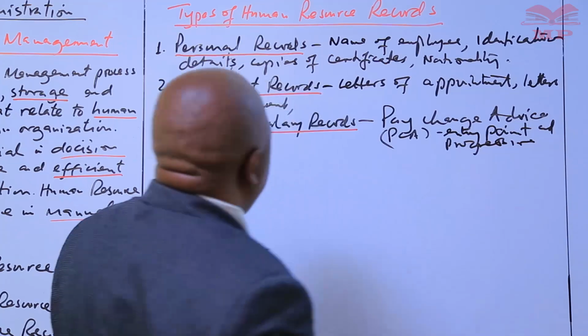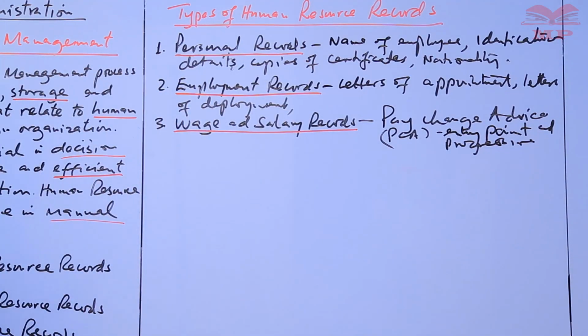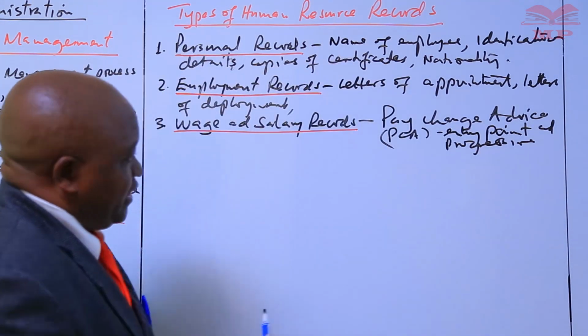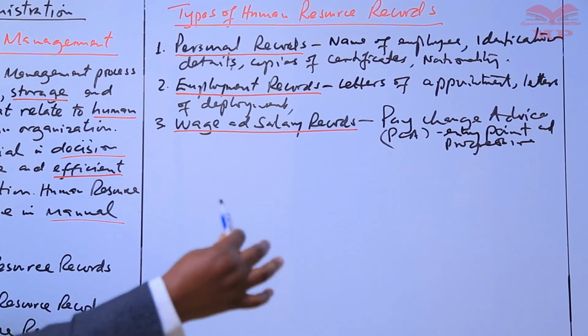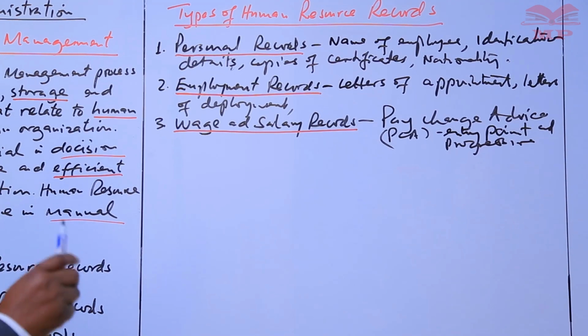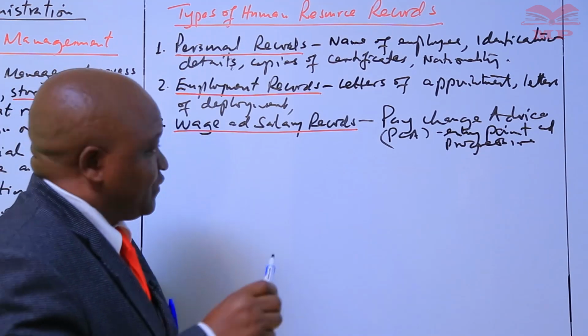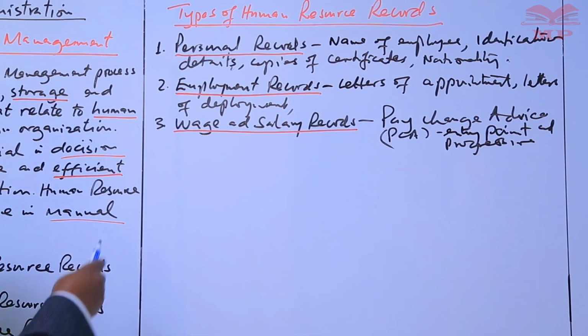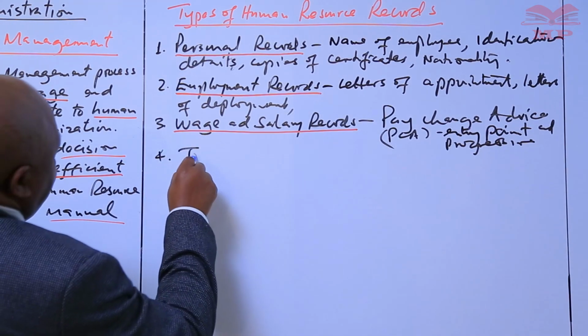These wage and salary records will indicate this is the entry point of this particular employee. After 1 year, the employee will move up to this particular position. The employee will progress maybe for the next 2 to 3 years, then move on to another grade. So wage and salary records are important for proper decision making as far as the employee's salary and benefits are concerned. Then you may also have what you call training records.